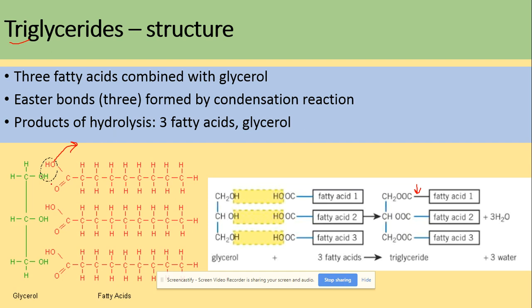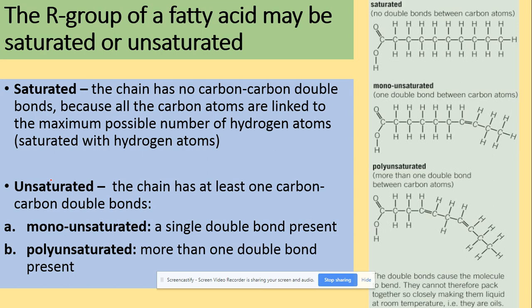And if we were looking then at the hydrolysis, the triglycerides will be hydrolyzed to 3 fatty acids and glycerol, and that's the structure. So in terms of the R group, in other words the fatty acids, which we call R groups as well, they could be saturated or unsaturated. So saturated, it's this chain here, for example.